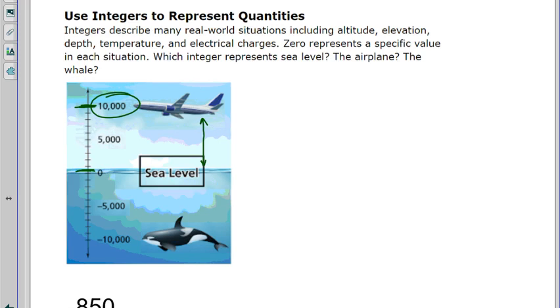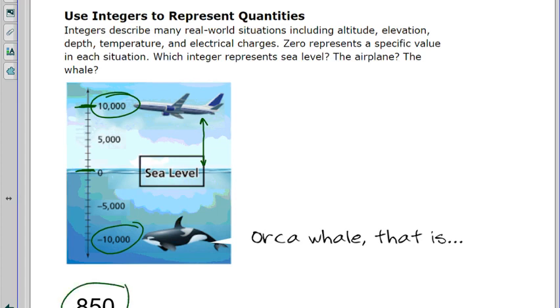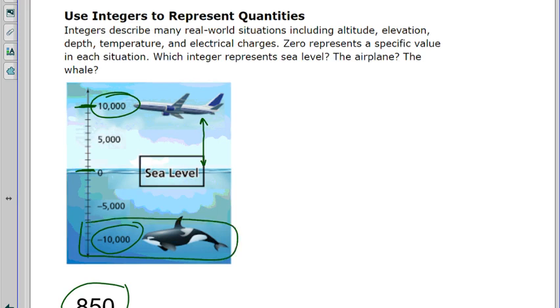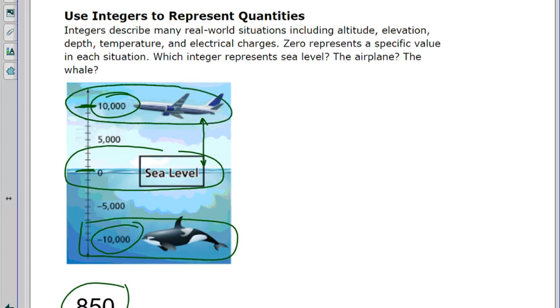And then we have this orca whale down here at -10,000. Unlikely. I looked it up. The greatest recorded ever for a whale was 850 feet below sea level. But anyway, the integer that would represent the whale in this picture is a -10,000. 0 is sea level, and the integer for the airplane is 10,000.